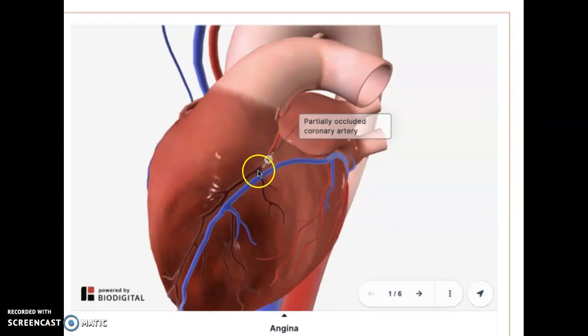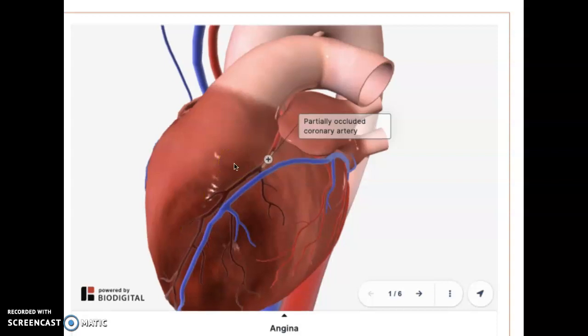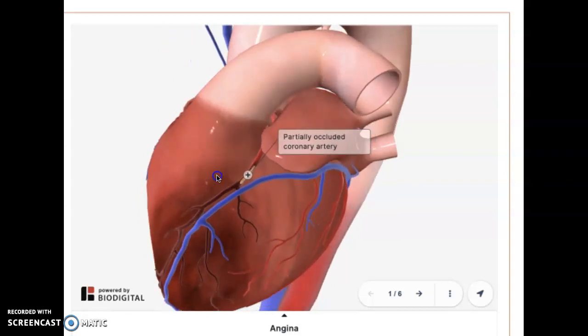So if blood is restricted, it's going to cause all the tissue downstream of the occlusion to die, to become necrotic, necrosis meaning death. And if that happens, that can lead to a very serious heart attack. So angina is the chest pain or discomfort due to reduced blood flow, most likely due to a coronary artery becoming occluded with plaque or fatty deposits.